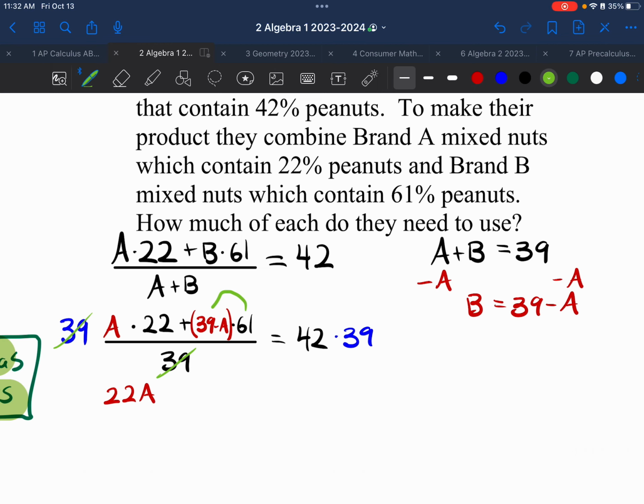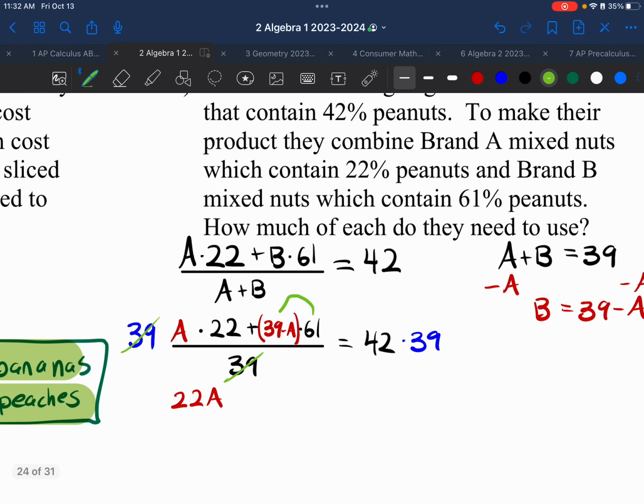Ooh, that's a hard problem to do in my head. That's very close to 40 minus 1 times 60 plus 1. 4 times 6 is 24. Add the two zeros.